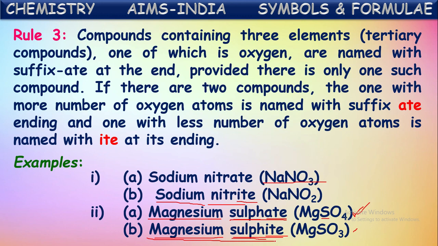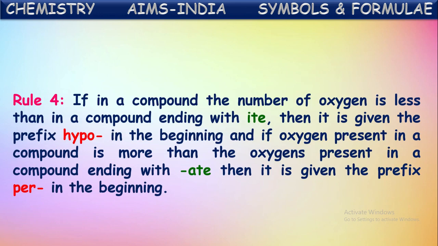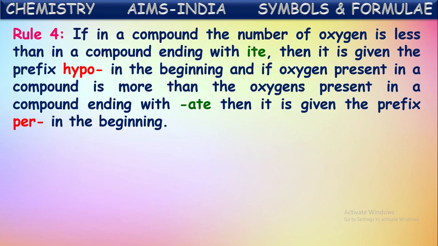Okay, in this way, compounds having three elements, of which one is oxygen and the other two are one metal and one non-metal, are named. Got it? Next, let us see one more rule. That is, if in a compound the number of oxygens is less than in a compound ending with "ite", then it is given the prefix "hypo" at the beginning.